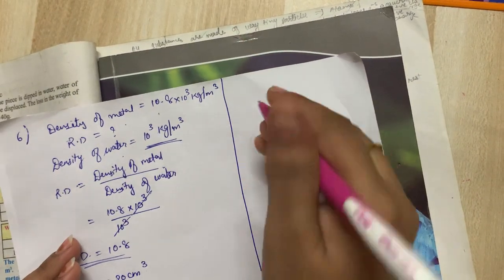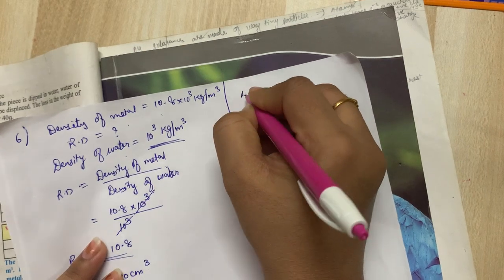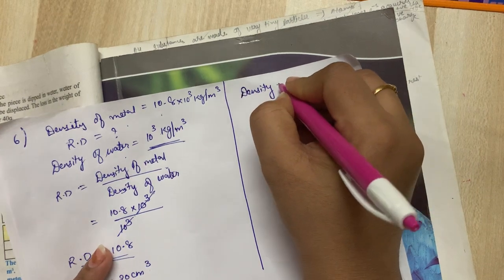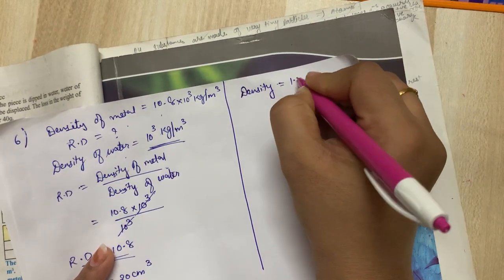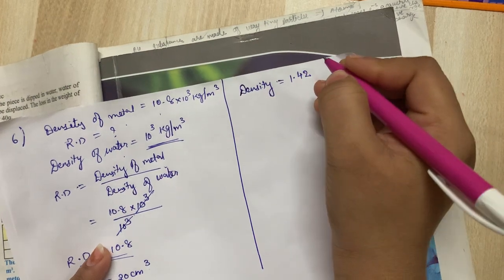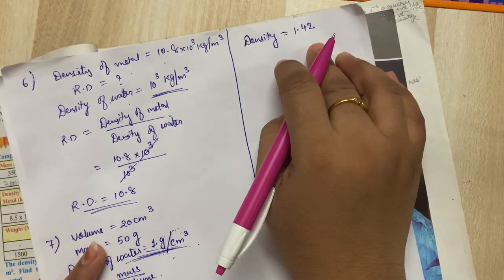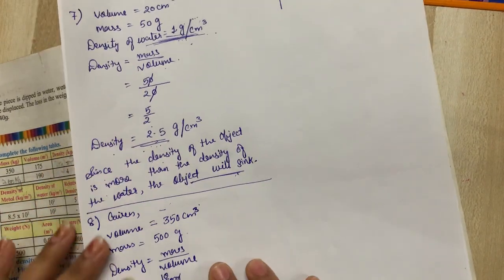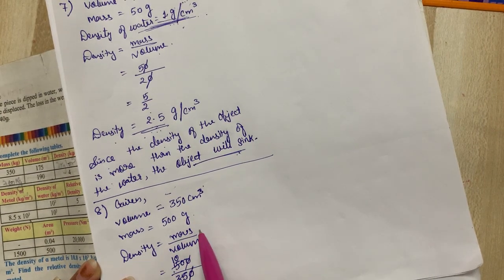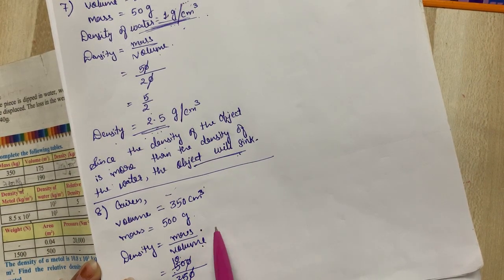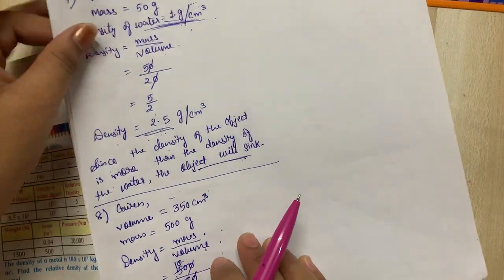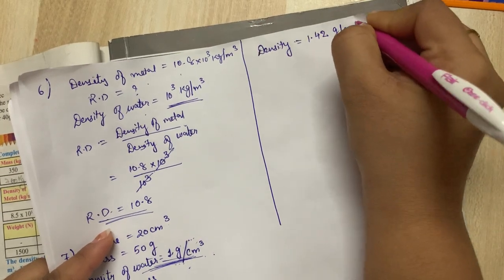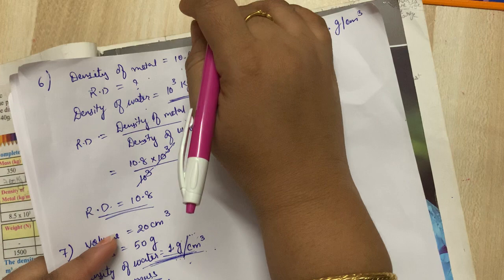It's continuing from here. See, the density that you got, the density of the object, the substance, is 1.42. Is it clear? Now 1.42, how will you write the unit? The mass unit is gram, and the volume unit is centimeter cube. So gram per centimeter cube. So write down gram per centimeter cube. Is it clear?